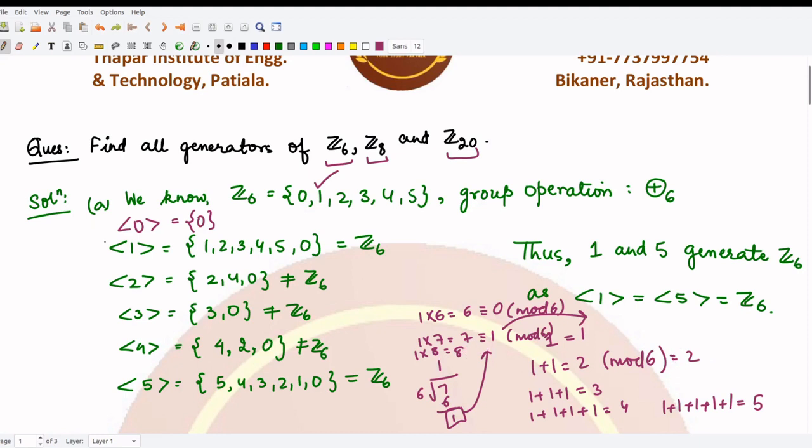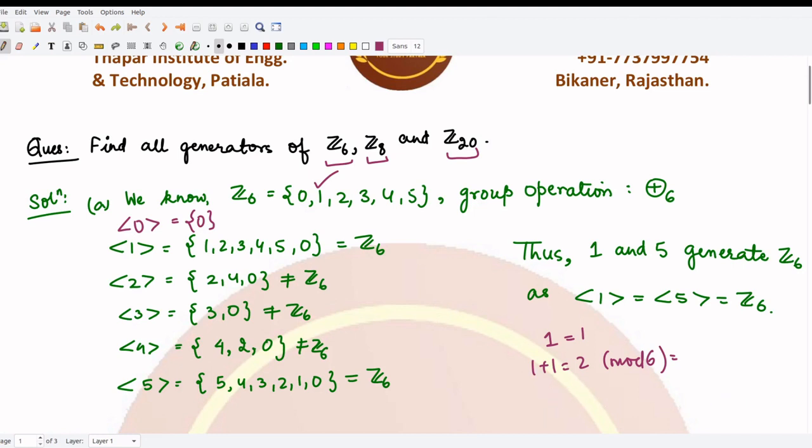Hence, in the subgroup generated by 1, you have all the elements starting from 0, 1, 2, 3, 4 and 5. Correct? So this is basically equal to Z6. Hence, this would serve as the generator. Correct? So this member 1 forms the generator of Z6. Why? Because it generates whole of our group. Now we have to do the same procedure with the elements 2, 3, 4 and 5 as well.